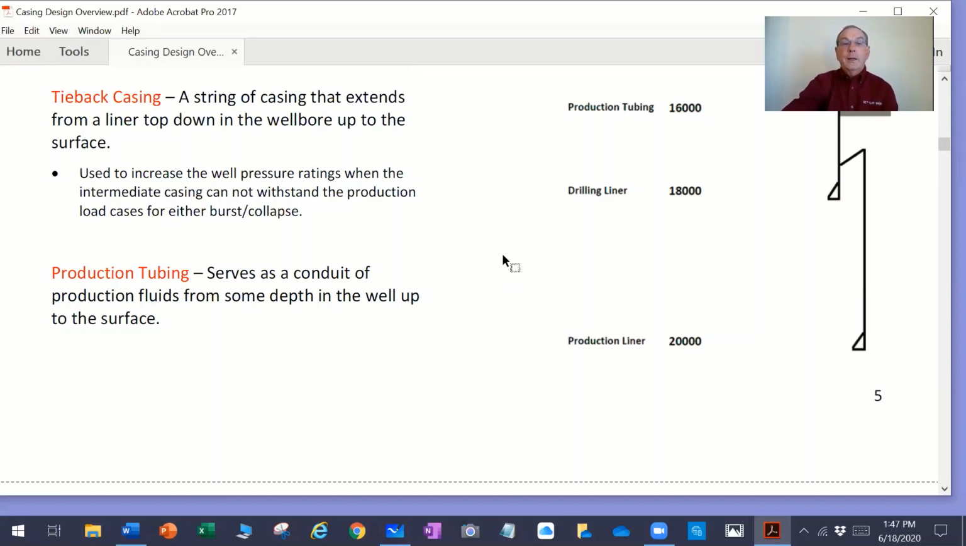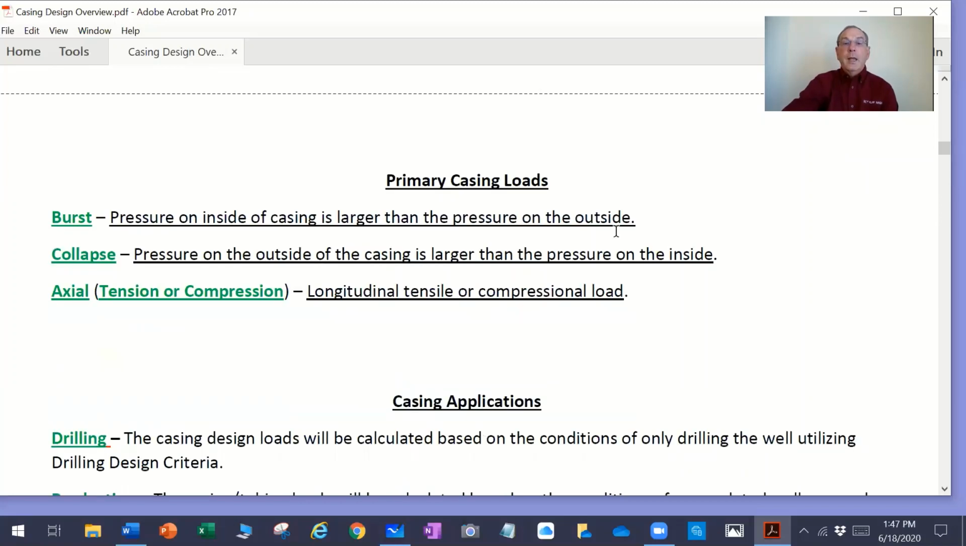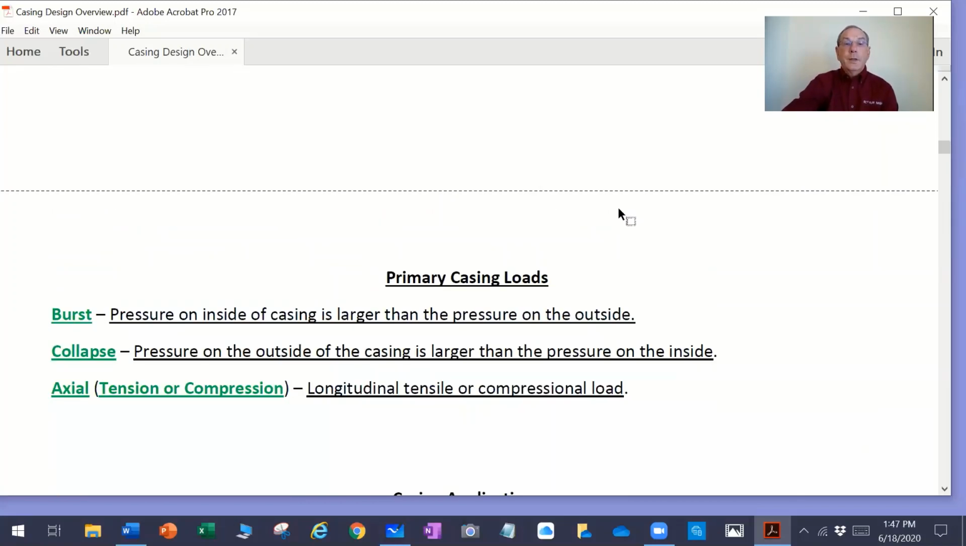So it could be that production tubing could be run in a liner, it could be run inside the intermediate casing, it could be run in production casing, any of those. Now, our primary casing loads that we will experience and talk about are burst, collapse, and then axial loads.